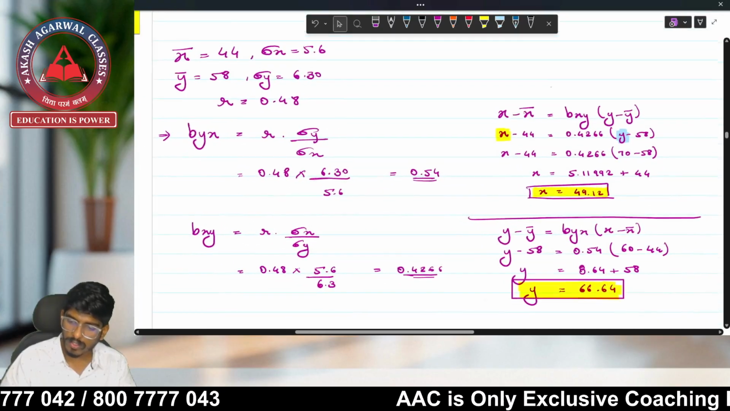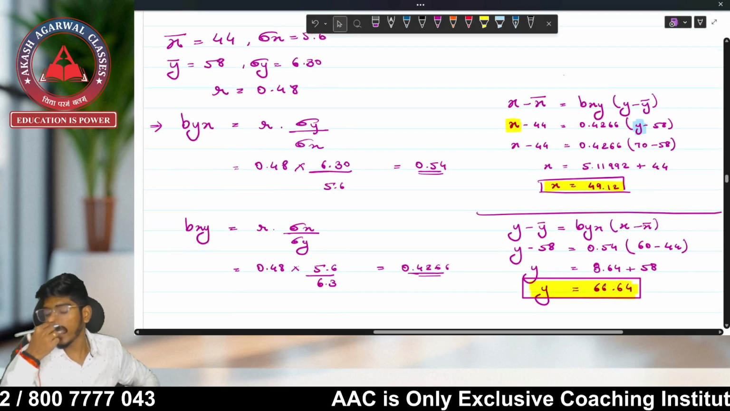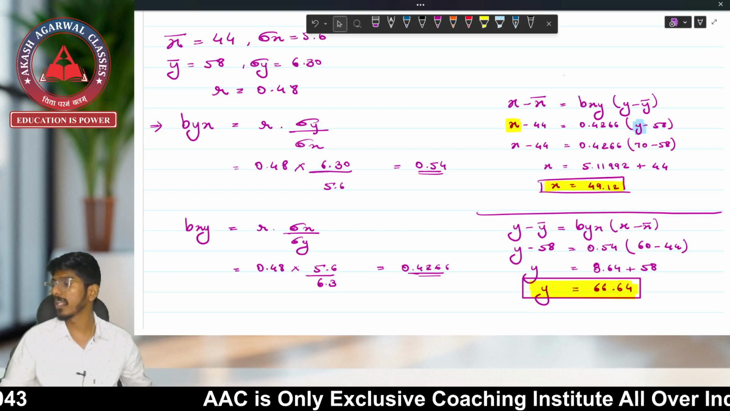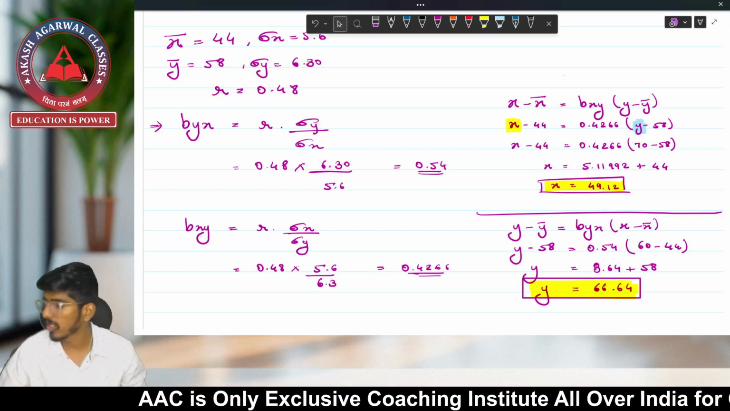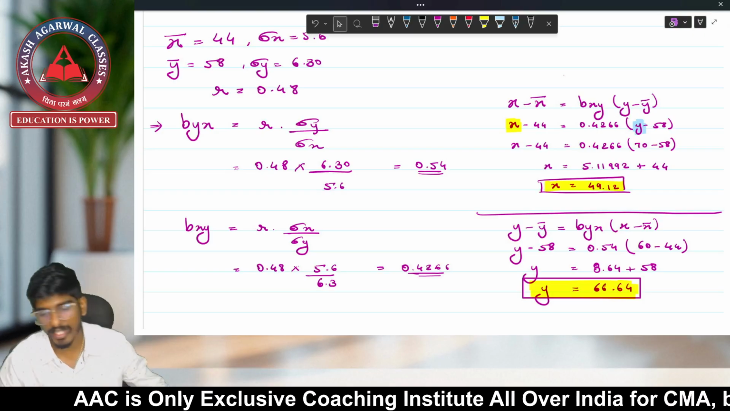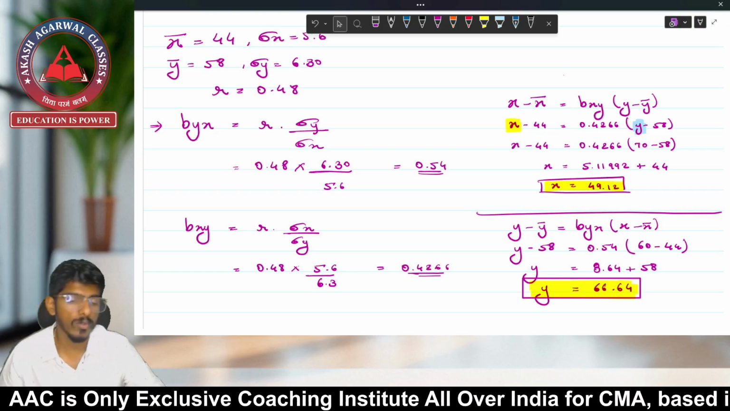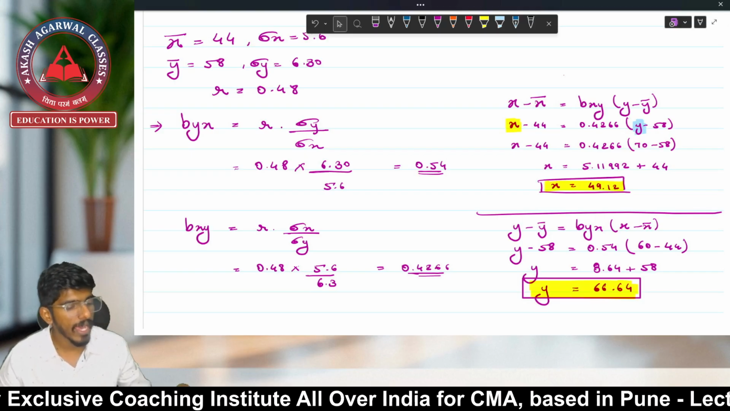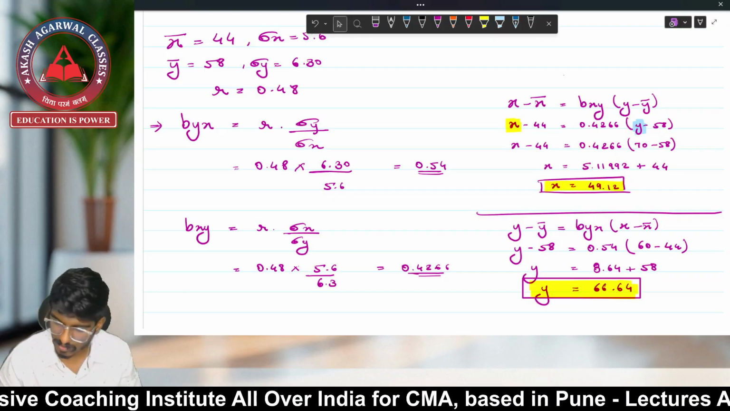And so this is the way to solve, by finding out the regression equation. So when we have the regression equation, we can substitute one of the values of X and then calculate the value of Y and further all the other things.